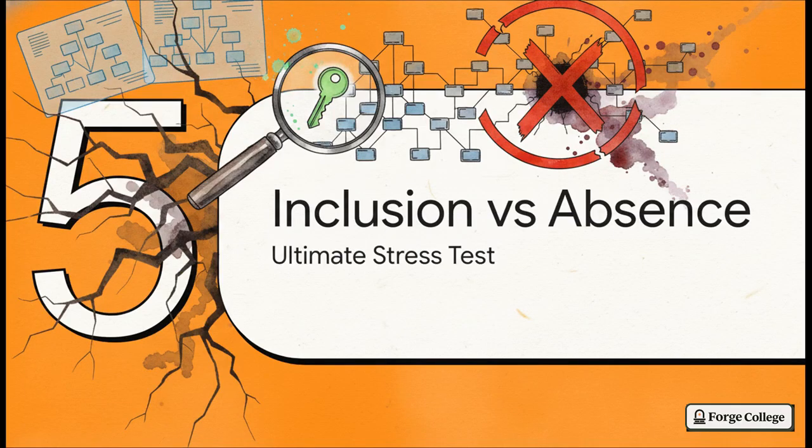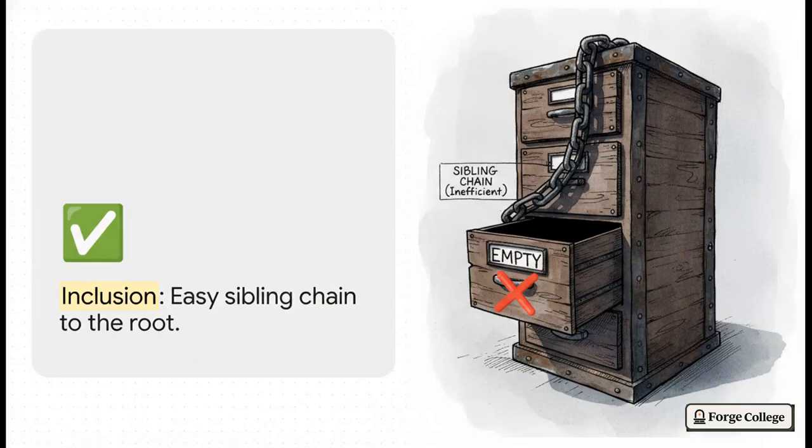All right, Section 5. Inclusion versus absence proofs. This is the ultimate stress test. So we have our three blueprints. Now let's see how they handle proving a key exists, an inclusion proof, versus proving it does not exist, an absence or non-inclusion proof. Let's pit these against each other, starting with our binary filing cabinet.